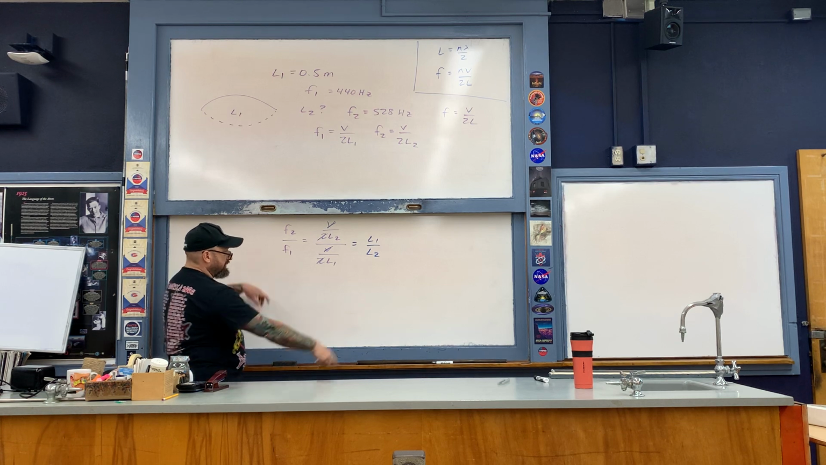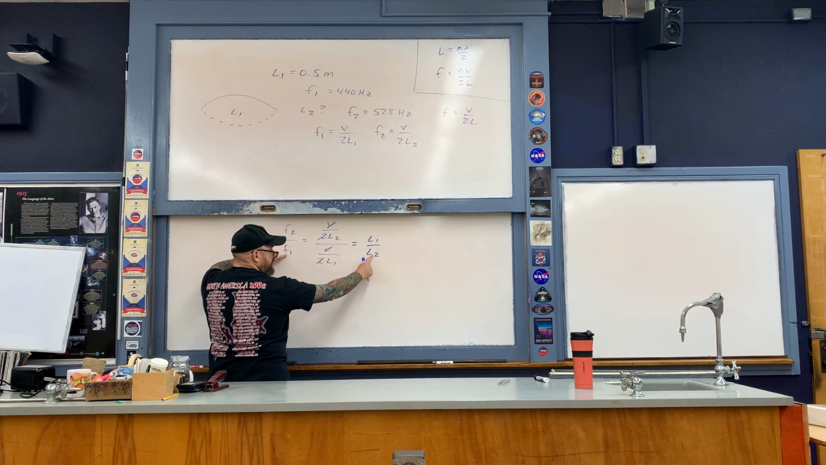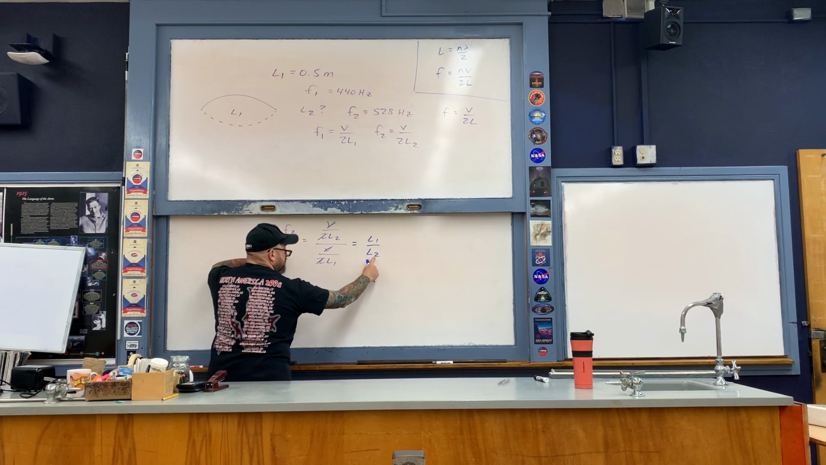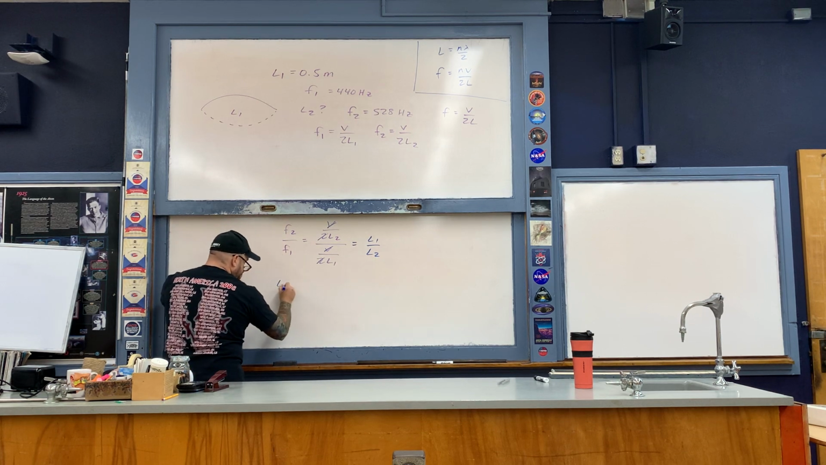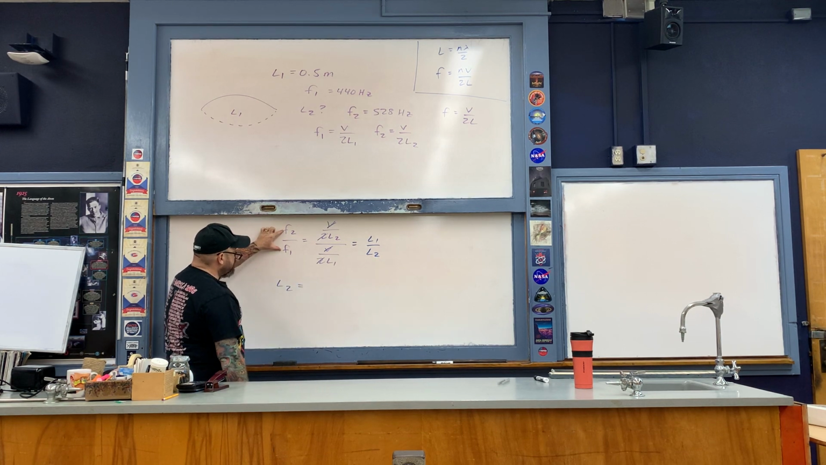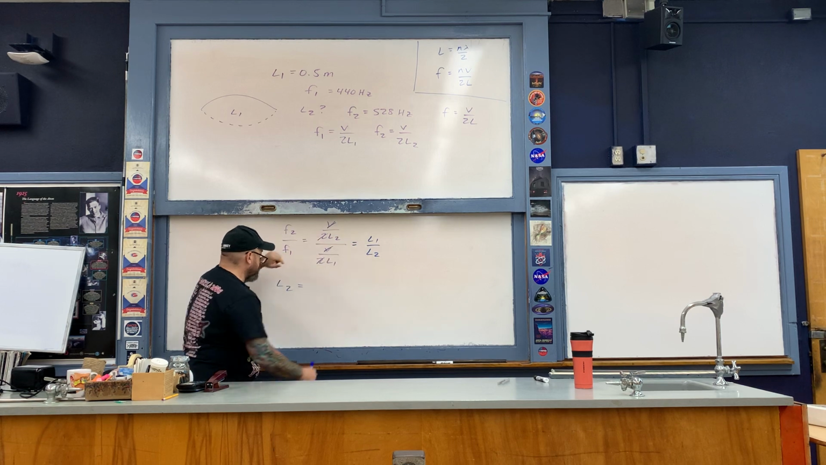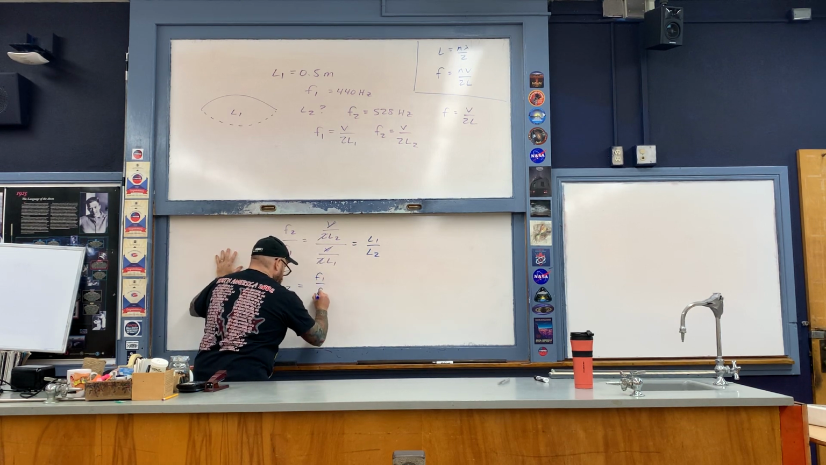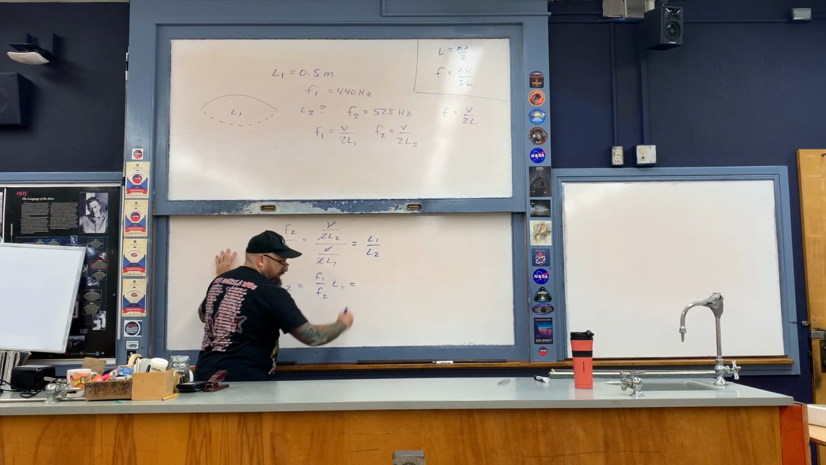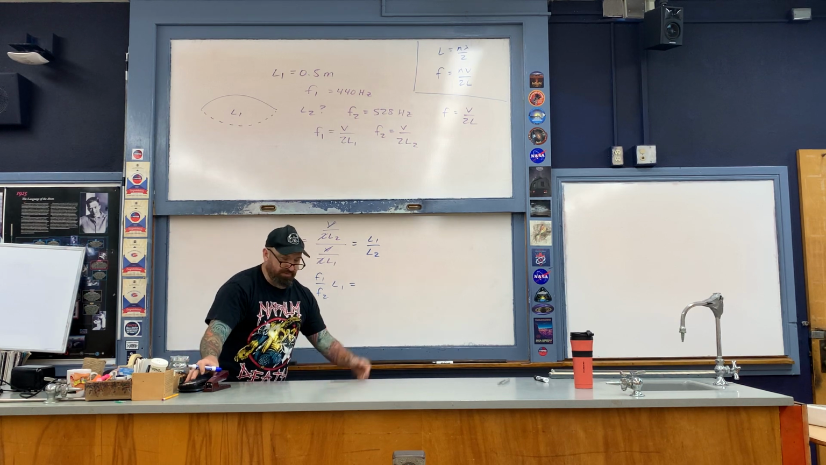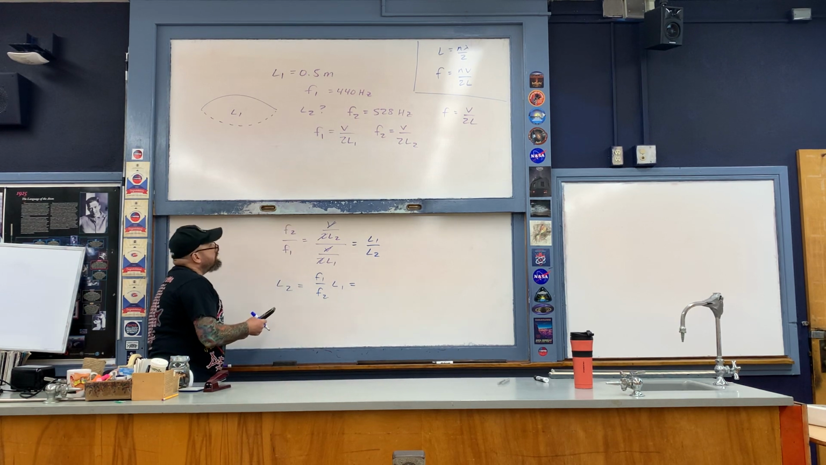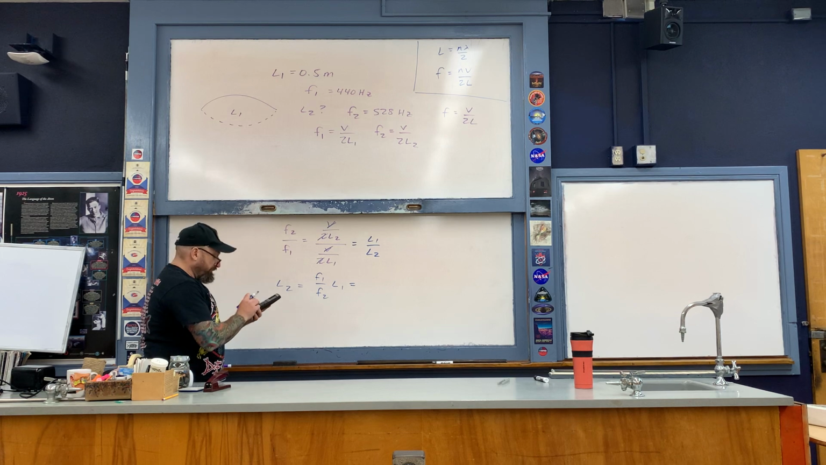And now what I do is I take this portion of the expression and I then just solve for L2. So take the L2 and move it over here to the left-hand side. Take this ratio of frequencies and then move it over to the right-hand side, like so, and now we just multiply out. Simple as that. Okay, so F1 from the board above was 440, and then divided by 528 hertz.